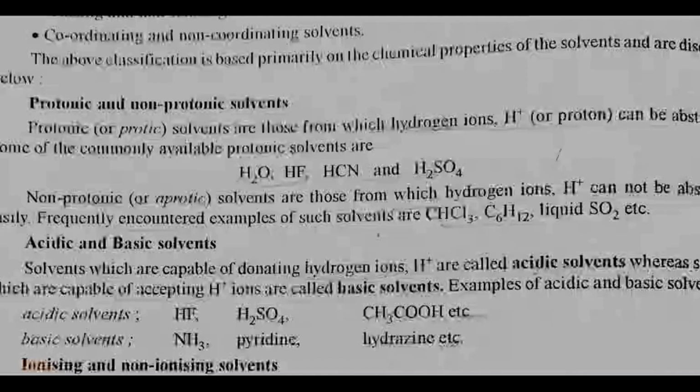Protonic or protic solvents are those from which the hydrogen ion H+ can be abstracted. Some of the commonly available protonic solvents are H2O, HF, HCN and H2SO4. Non-protonic or aprotic solvents are those from which hydrogen ion H+ cannot be abstracted easily. Frequently encountered examples of such solvents are CHCl3, C6H12, liquid SO2, etc.